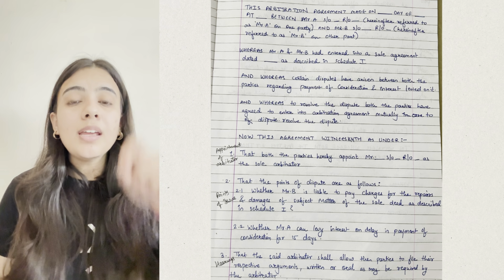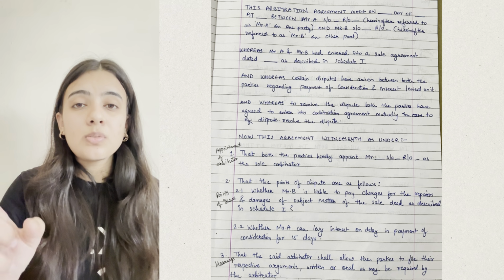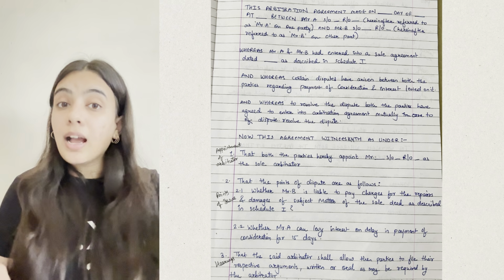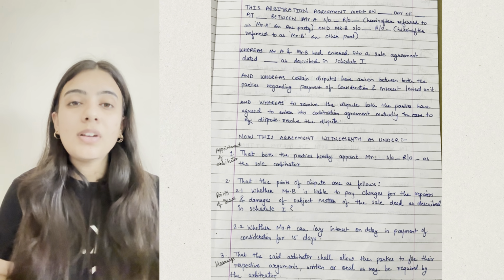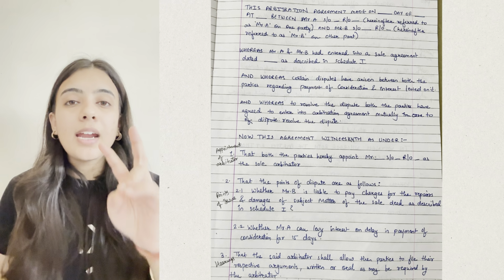In the first point we say that the arbitrator is to be appointed. How we are going to write this point? The first words: that both the parties have agreed to appoint Mr. C, son of dash, resident of dash, as sole arbitrator. Again we have to introduce him as well.